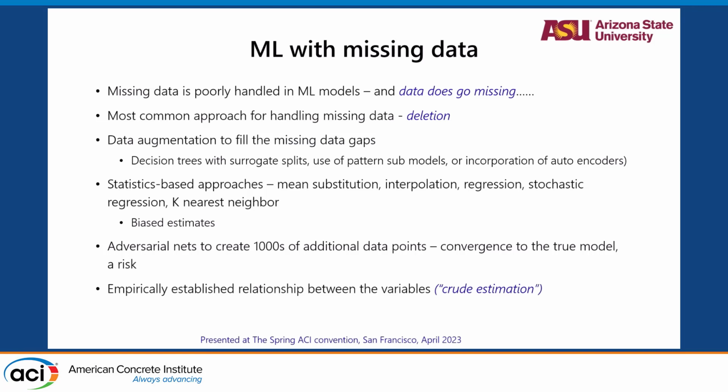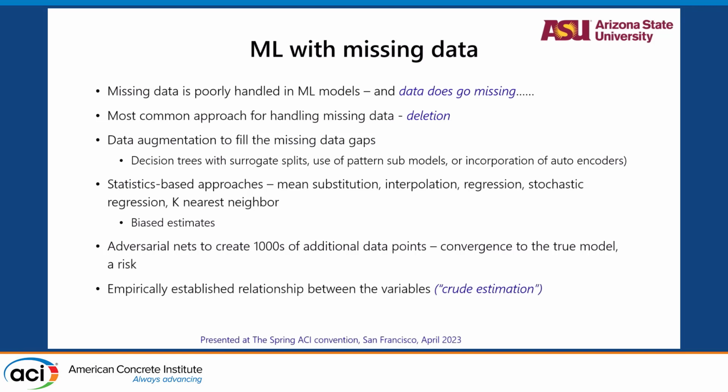So now, can we do data augmentation to fill in the missing gaps? If you look at machine learning literature, there are so many ways of doing it. Autoencoders, decision trees, surrogate splitting. You can see a whole family of methods to do it. And then all the statistics-based approaches, I think, stochastic regression, nearest neighbor approaches. These are all biased estimates. All data that you augment are going to be biased in one way or the other. And the biggest challenge with machine learning is, how do you distinguish between biased and unbiased estimates of what you're getting?